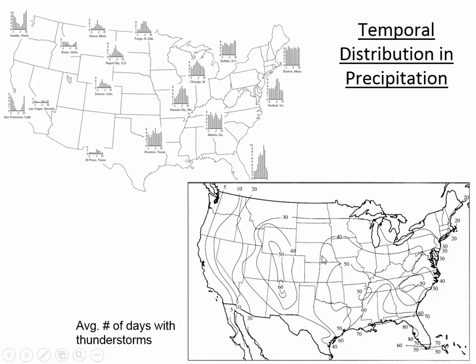Here's an interesting figure that shows the average number of days that have thunderstorms. Thunderstorms are these really intense rainfall events where a lot of precipitation comes all at once. And if you look, Florida has lots of thunderstorms, portions of Texas, but then along the west coast, there are very few days that have thunderstorms.